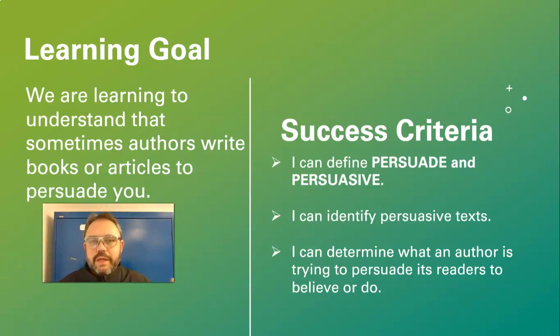We are learning today, boys and girls, to understand that sometimes authors write books or articles to persuade us. Right? Along the way, we have some I can statements that you can use to make sure that you're getting the concept, such as I can define persuade and persuasive. I can identify a persuasive text. That's a pretty good one. And I can determine what an author is trying to persuade its readers to believe or do.